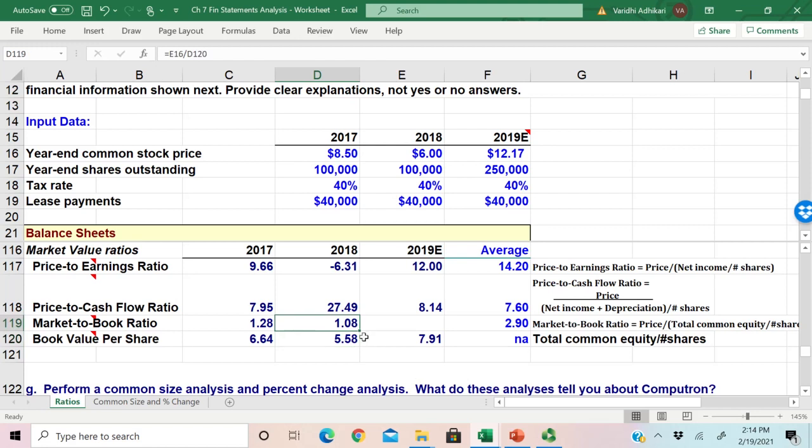So for a good company, you hope this number to be bigger than 1, obviously, because this market value has to do with the prospect of the company in the future, not in the past, whereas the balance sheet shows you the past. If you drag it across, the valuation is going to be better in 2019, but still lower than the industry average.